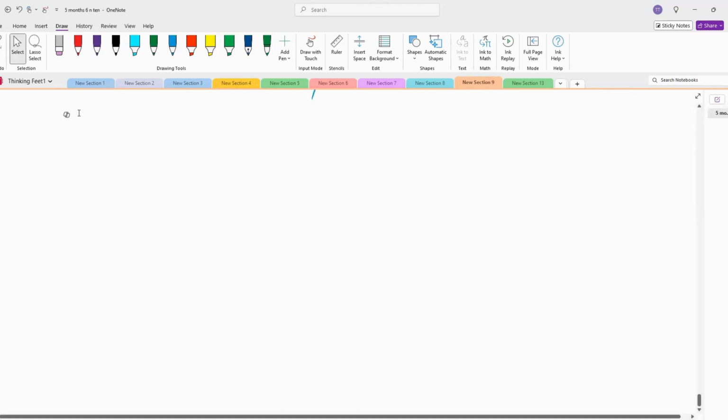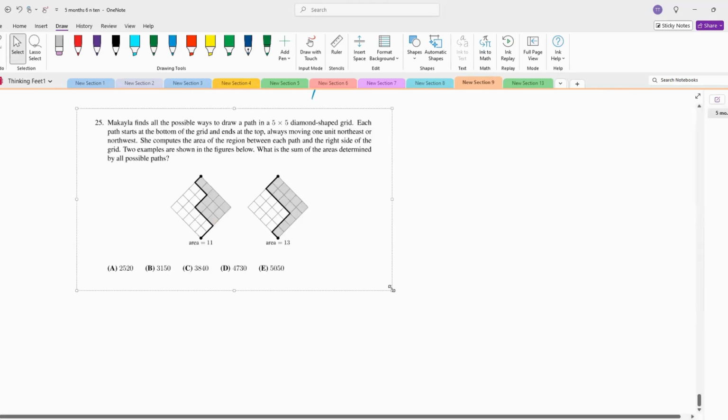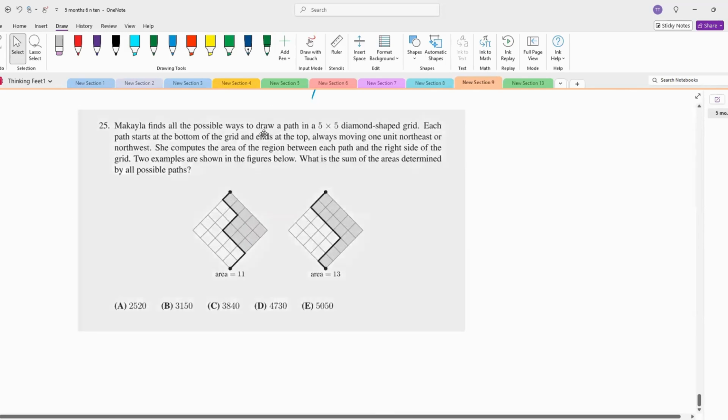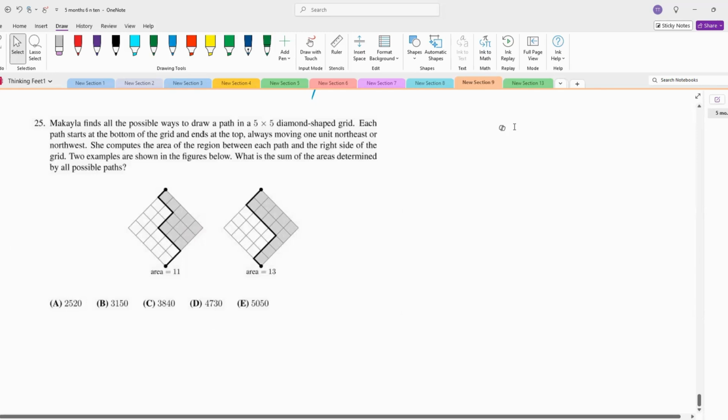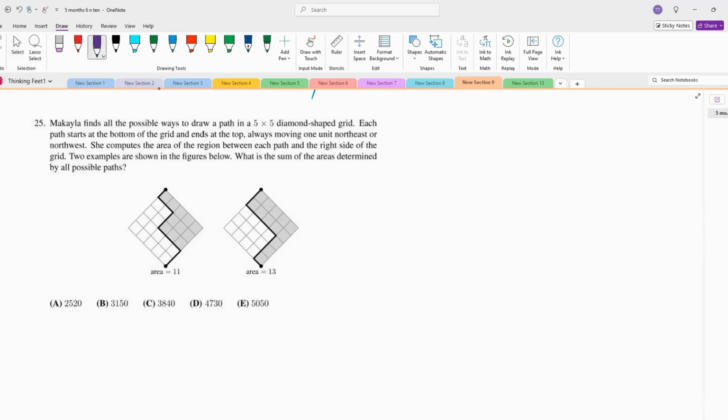All right, 25, very interesting question. At the onset, it seems like a very long question. But let's read. Michaela finds all the possible ways to draw a path in a 5x5 diamond-shaped grid. Each path starts at the bottom of the grid and ends at the top, always moving 1 unit northeast or northwest. And she computes the area of the region between each path and the right side of the grid. 2 examples are shown.